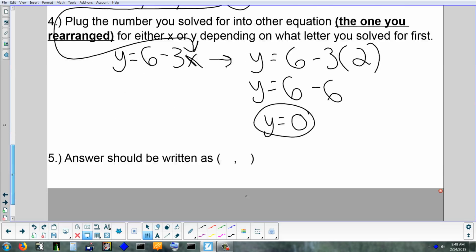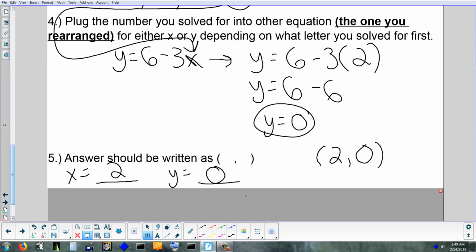And then, like we talked about earlier in the week, if it's a multiple choice, your answers are going to be written as a coordinate. If it's a short answer question where there are no choices and you have to write down the answer, it'll be like this: X equals blank, Y equals blank. So if I'm doing it like this, X equals 2, Y equals 0. If I'm doing it as a coordinate, it'll be 2, comma, 0. So you've got to be familiar with both ways.